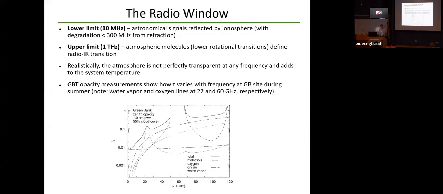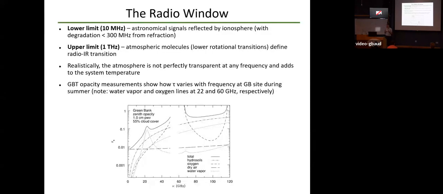And then the upper limit of about 1 terahertz is where atmospheric molecules define the radio-infrared transition. And again, you can't do that from the ground because the atmosphere is too thick. You have to go to mountaintops, you have to go to Chile for ALMA, or above the atmosphere, like SOFIA flew above most of the atmosphere, or out into space.